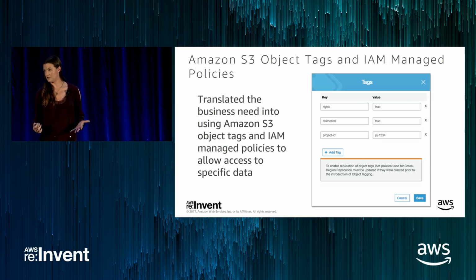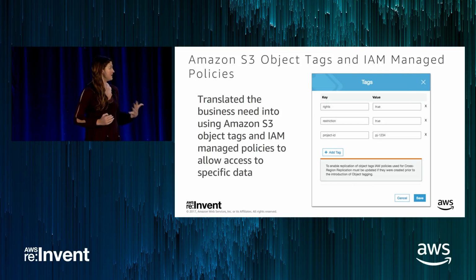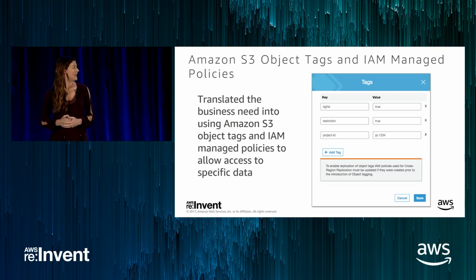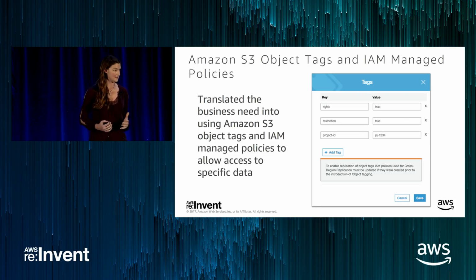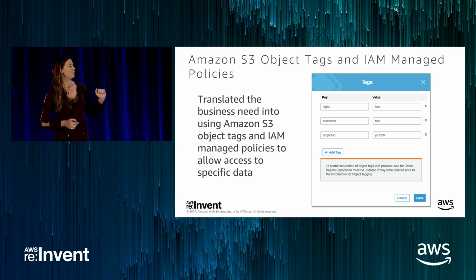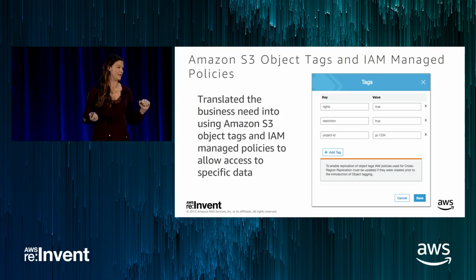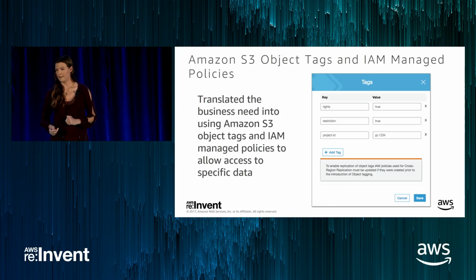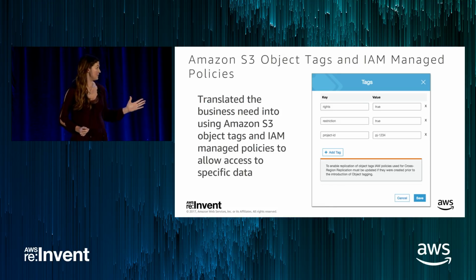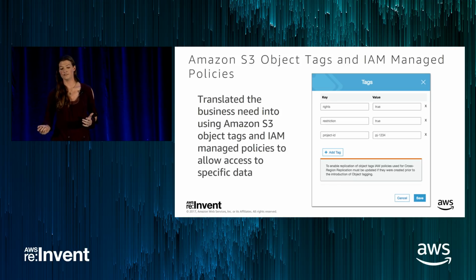Now, how do we control those business needs in a technological way? We used Amazon S3 tags as well as IAM managed policies. So the 3 tags that we decided to use were rights, restrictions, and project ID. So let's go through those. Rights. Do we have rights to that data now, or will we ever have rights to that data in the future? If we do, we will mark it as true, the value. If we do not, then the value will be false.